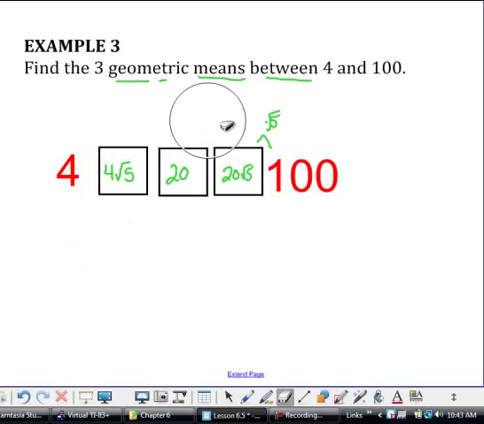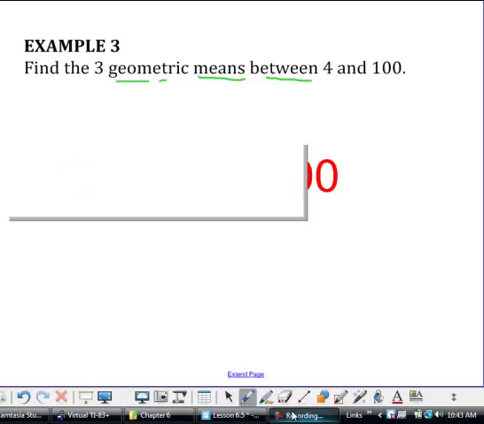Those are the 3 geometric means between 4 and 100. Bye.